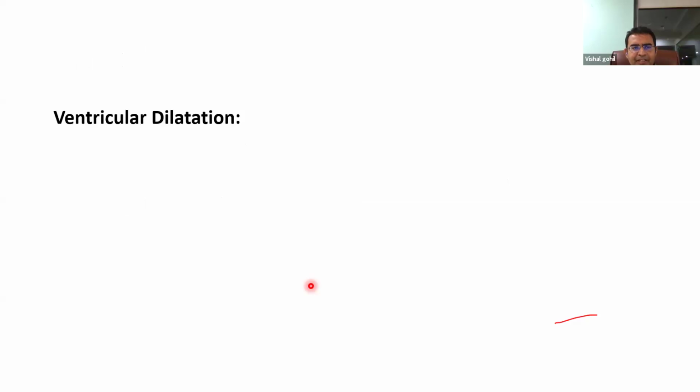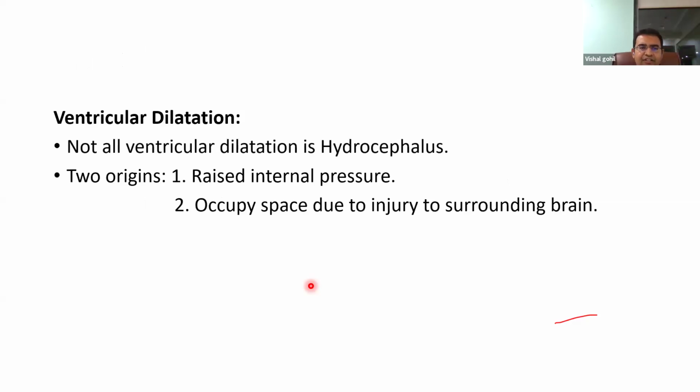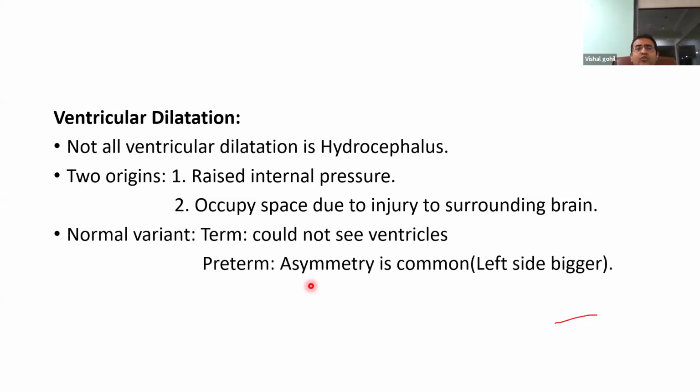We are not going to discuss any pathology, so let's speak on your assessment. All ventricular dilatation is not hydrocephalus, okay? But when you see ventricular dilatation, we have to determine whether it is because of raised internal pressure or because of occupying space due to injury to the surrounding brain. So how will you differentiate by doing the head ultrasound? We'll discuss in the next slide. Also, we need to look for the normal variants. For example, in a term baby, you hardly see the ventricles. And in a preterm baby, sometimes you can see asymmetry and mostly the left side would be the bigger.